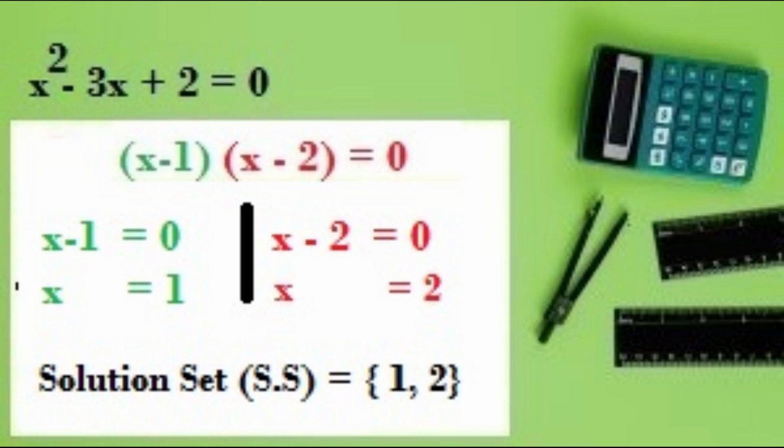Similarly, x minus 2 is equal to 0, and minus 2, if it moves to the right side, becomes positive 2. Now you have found the values of the variable x, and these are two values, so you have to express those values in terms of a solution set. The solution set of the given quadratic equation is 1 and 2. So you have solved this quadratic equation, and by the same approach and method you can solve all quadratic equations.